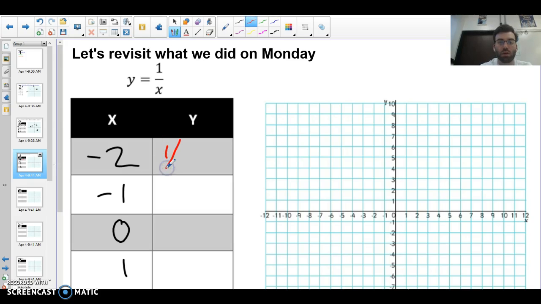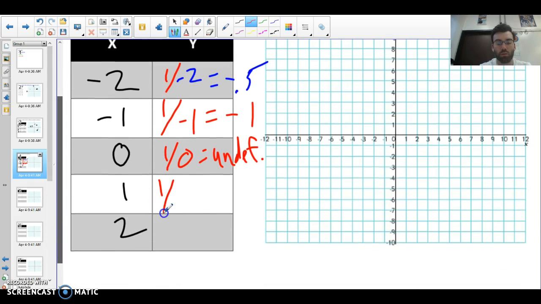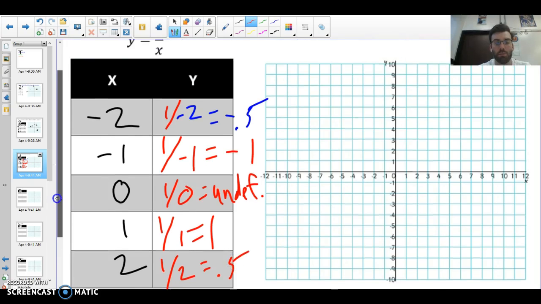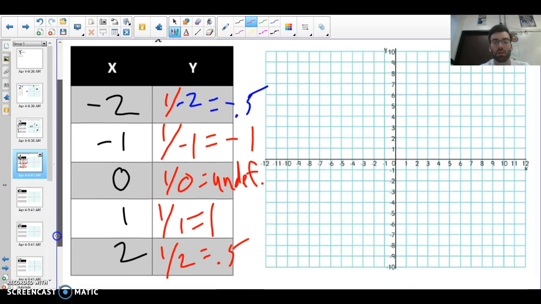So remember, it was 1 over negative 2, which was negative 0.5. 1 over negative 1, which was negative 1. 1 over 0, which was undefined. 1 over 1 is 1, and 1 over 2 is 0.5. Remember, I'm just taking each of these numbers and substituting them in for x here. And then we graph these numbers.